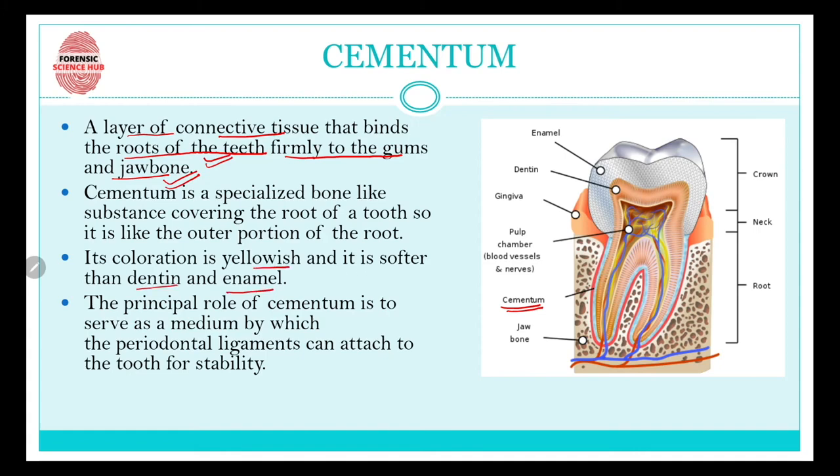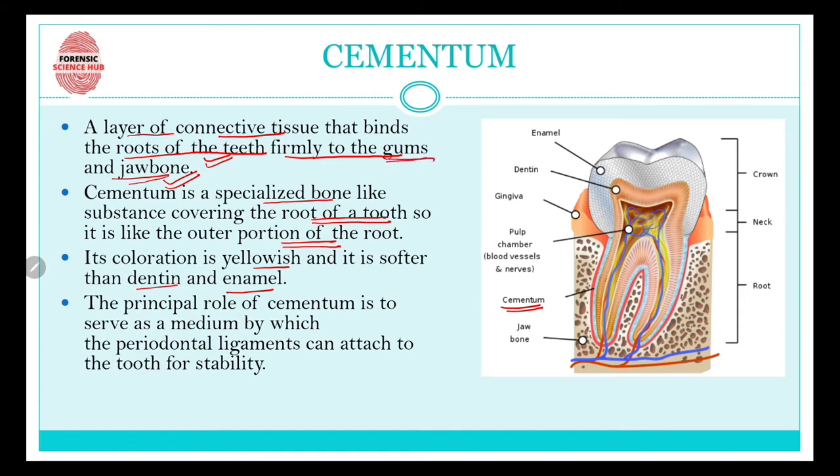I missed a point here. Cementum is bone-like substance that is covering the root of the tooth. So it is like the outer portion of the tooth. So cementum is basically covering the root area and then binding that root area to the gums and to the jawbone.